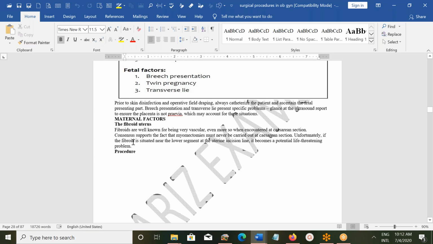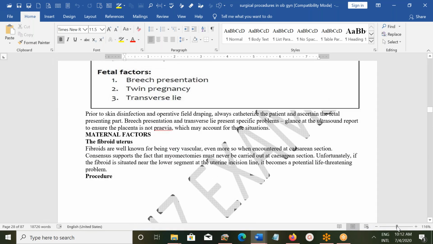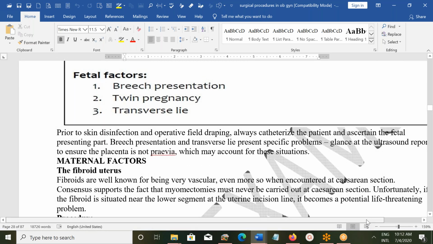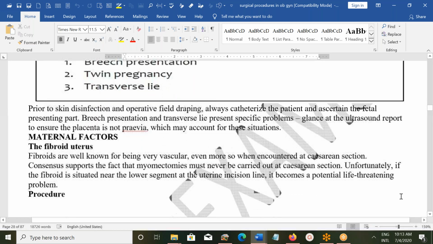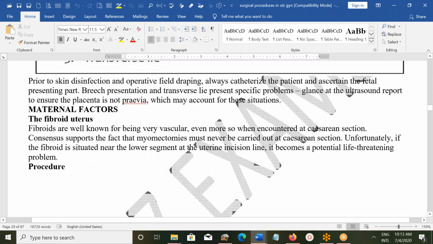If there are fibroids, we know that fibroids are well known for being very vascular, and they are even more vascular during pregnancy. Why is it so? Because there are estrogen and progesterone receptors in the cells of myomas and fibroids, and due to the effect of hormones during pregnancy, they can enlarge hugely. That is the problem. They become more symptomatic and more vascular, so they will cause a problem. And if a fibroid is located near the lower segment at the uterine incision, it becomes a potentially life-threatening problem.